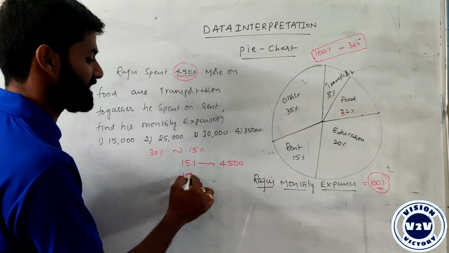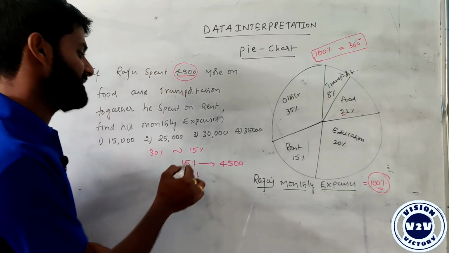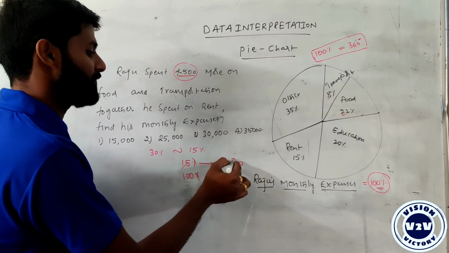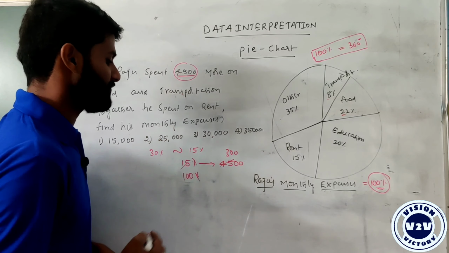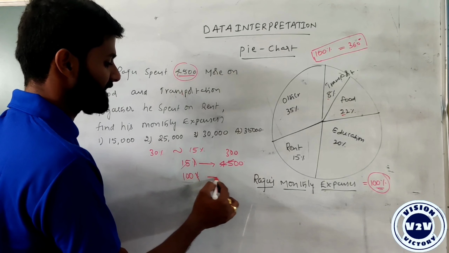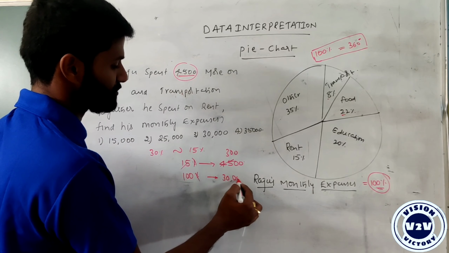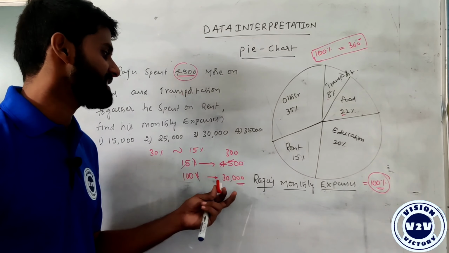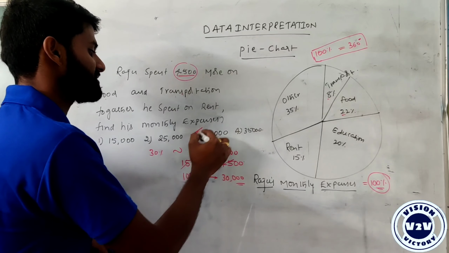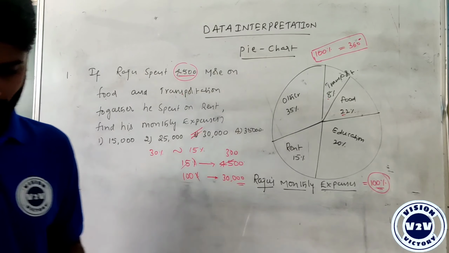Monthly expenses value becomes 100%. Then see, percentage cancels. 15 300s are 4,500. So 300 into 100, the value becomes 30,000. So 30,000 is Raju's monthly expenses. So the option is 3.